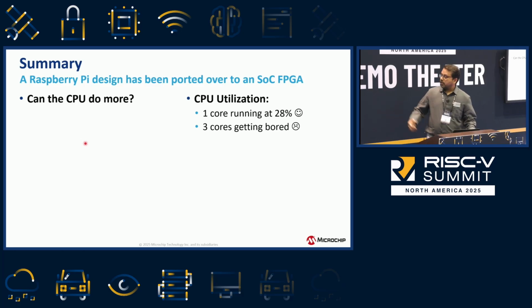Sure. So the CPU usage is almost nothing. All it's doing is running Linux, and it's playing a video player. Okay. So there's one core using about 28% of resources. The other three cores are just not doing anything. They're just getting bored.